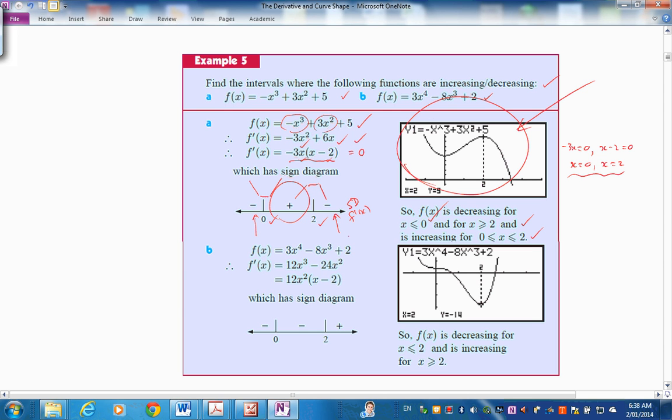Okay, let's look at the other function. 3x to the fourth take 8x cubed plus 2. Let's get the derivative of this one, which will be 12x cubed, x to the n rule, take 24x squared, derivative of a constant is 0. So then factorising that, the common factor is 12x squared. In here you multiply by x, take 2 to get our two terms. Okay, and then putting it equal to 0, you'll have x is 2 or x is 0. Okay, so again, sign diagram for the derivative.